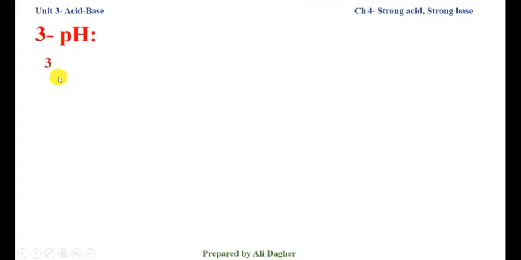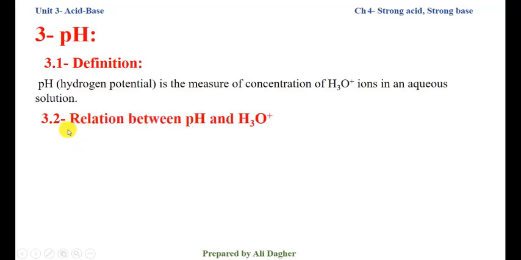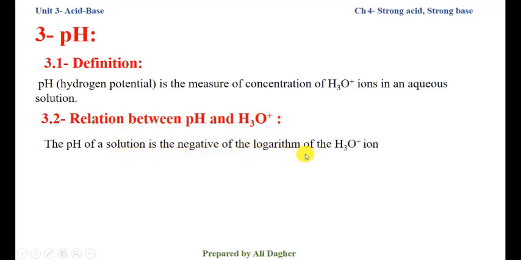3. pH. 3.1 Definition. What is the pH? pH, the abbreviation of hydrogen potential, is the measure of the concentration of H3O+ ions in dilute aqueous solution. What is the relation between pH and the concentration of H3O+ ions? The pH of a solution is the negative of the logarithm of the H3O+ ion concentration expressed in mole per liter.